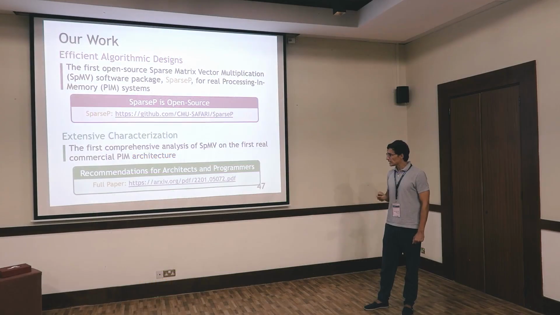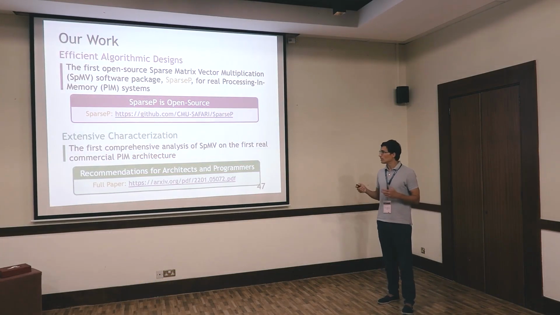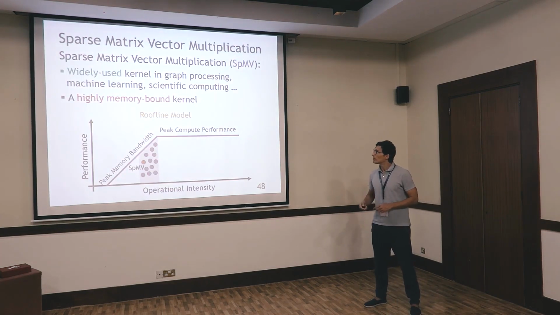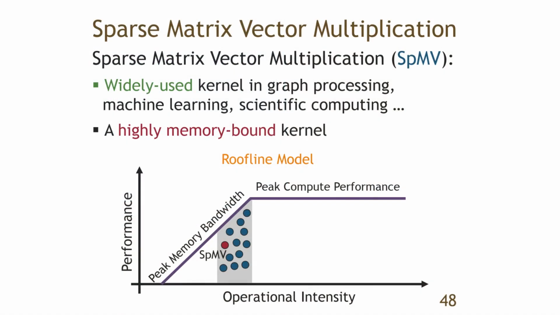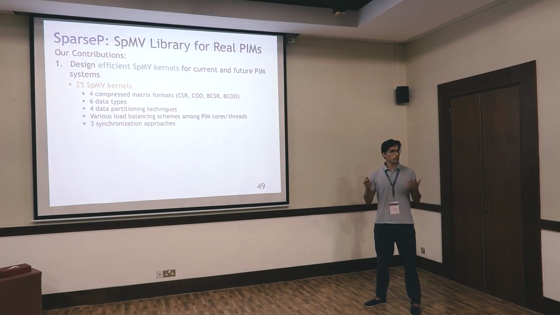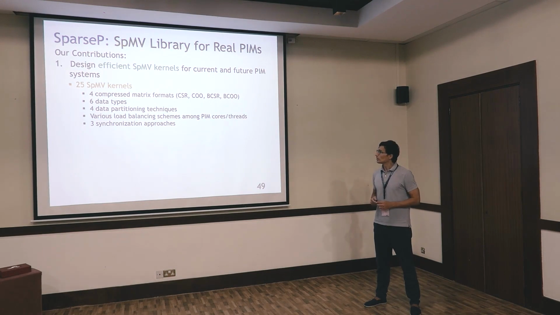So the idea is to do a comprehensive characterization of SpMV on the first real commercial PIM architecture, that is ABUMPIMP. SpMV, as you already know, is a highly memory-bound kernel. So in principle, it is a very suitable one for PIM architectures because PIM architectures can overcome this data movement bottleneck.